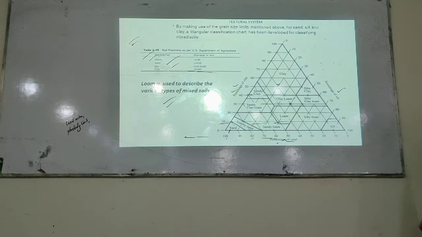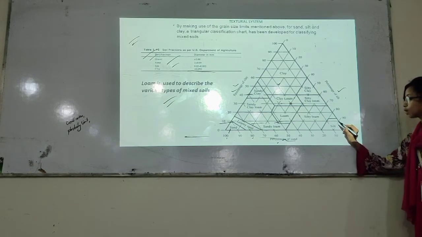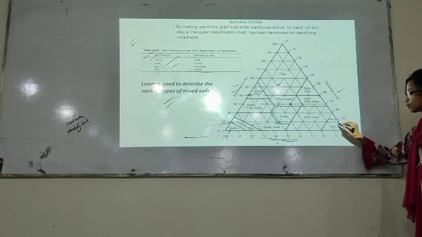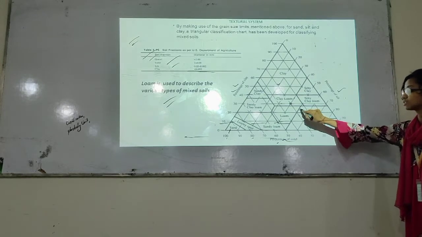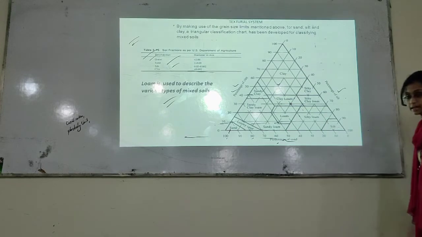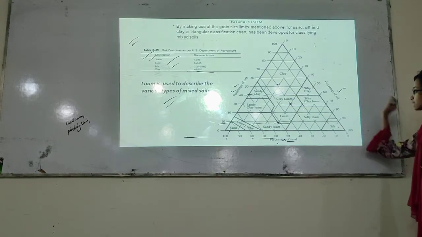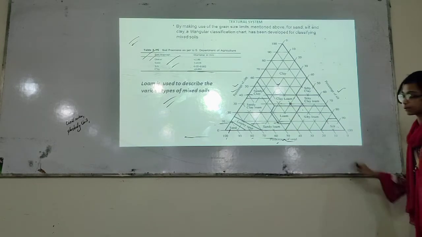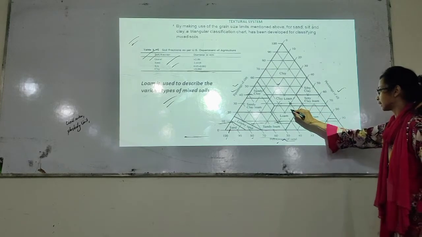Now one question comes to our mind: why do we consider this portion silt, and why do we not consider this other portion silt? Because here the percentage of sand is greater than the percentage of silt, so we cannot classify this zone as silt.